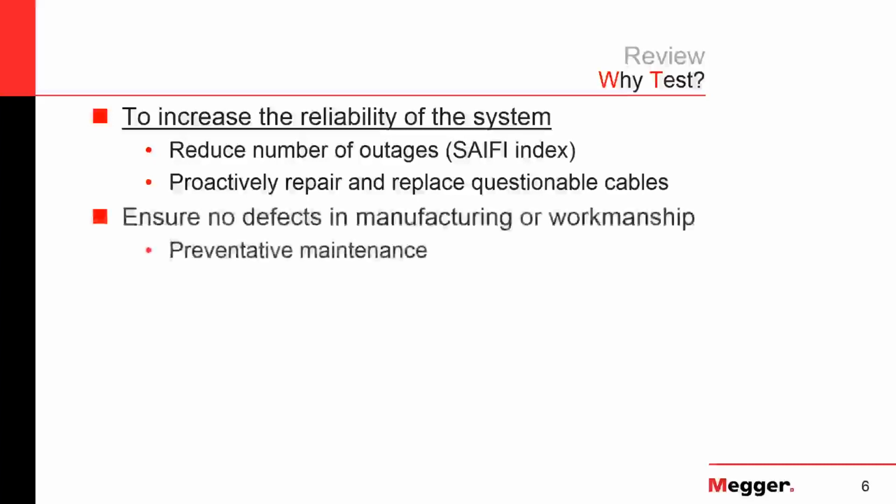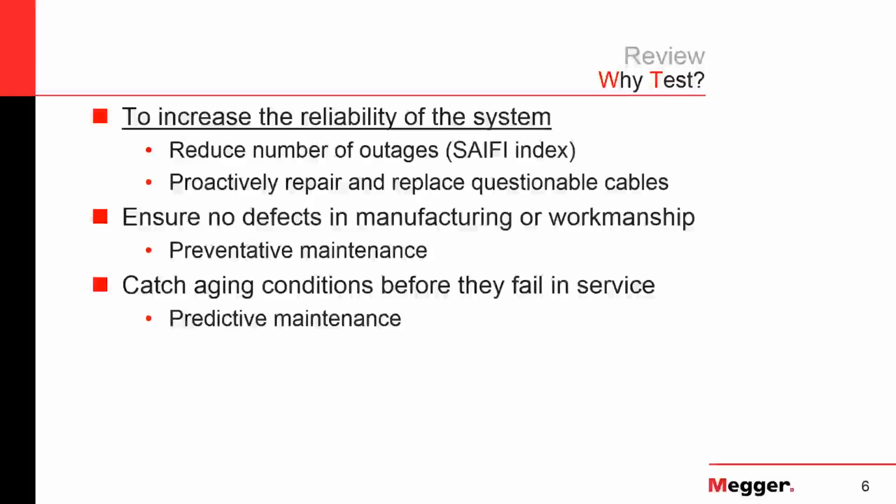There's two main types of maintenance that we do with cable testing. I consider the first one preventative maintenance, where we help ensure that no defects in workmanship or manufacturing enter the cable system. We catch those before the cable goes into service. And the other type would be predictive maintenance. After the cable's been in service for some time, we try to catch aging conditions before they fail in service. So, through normal aging, try to catch them before they're actually a real problem.